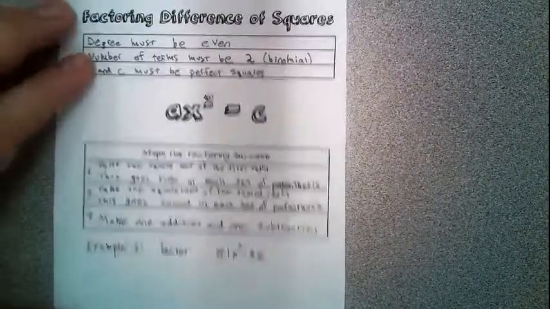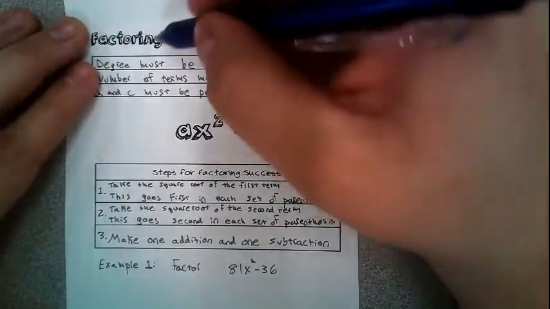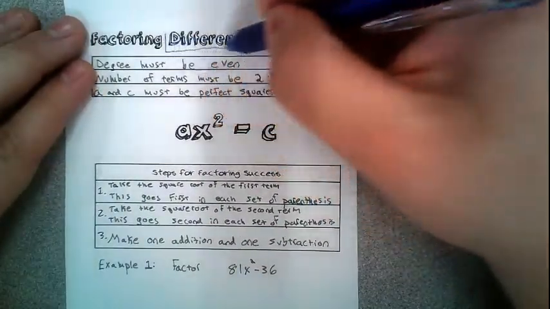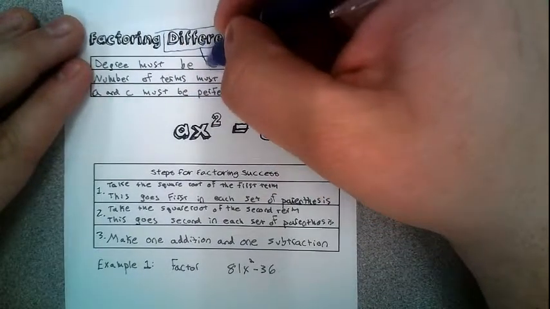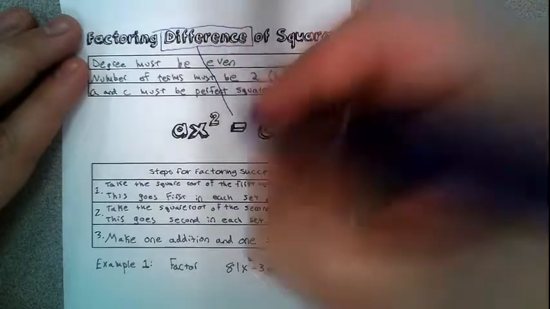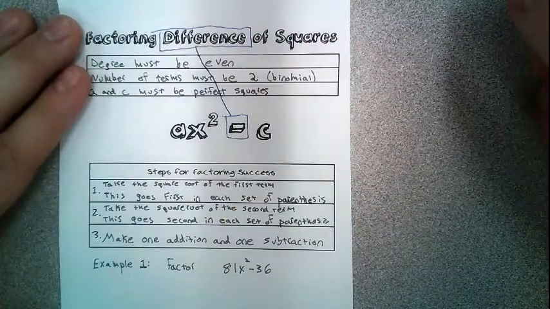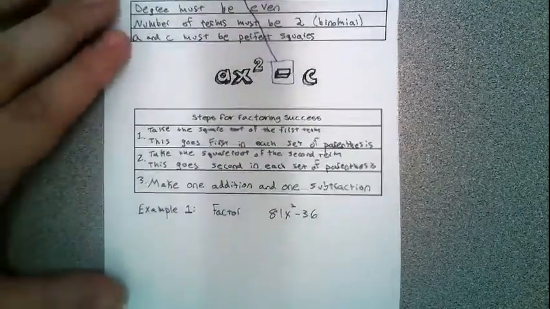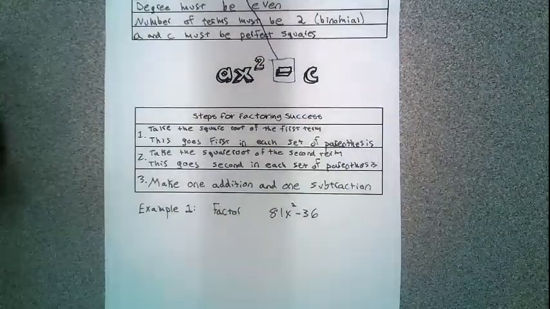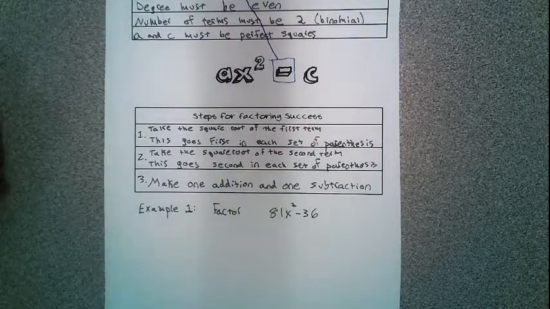One thing I want to make sure that you notice is that in order to use this pattern, it's got to be the difference of squares. What that means is that this must be a subtraction symbol. It cannot be a plus sign, can't be addition, it doesn't work. If it was an addition symbol, we would just say that it's not factorable, and we'd leave the answer as is.